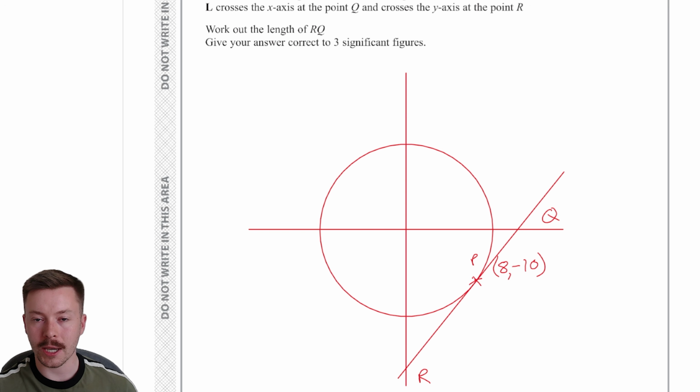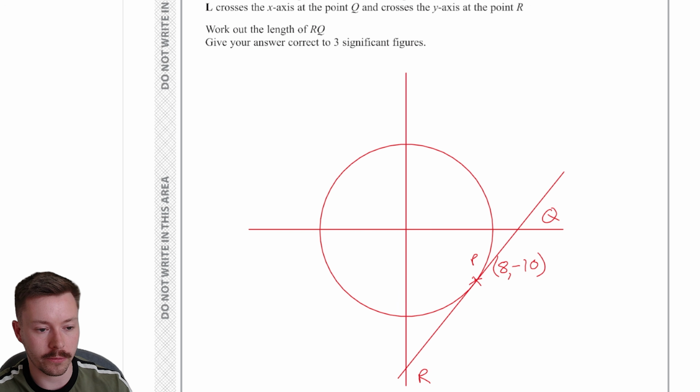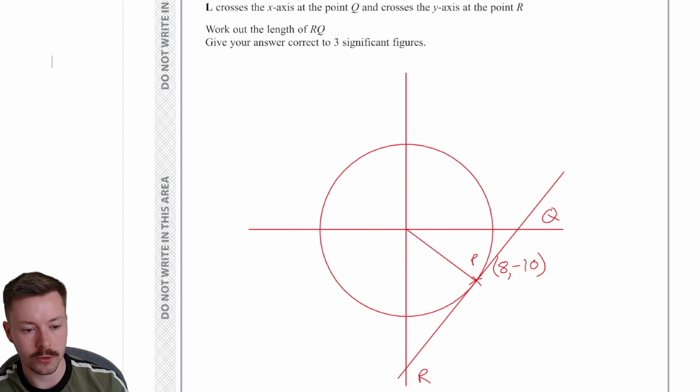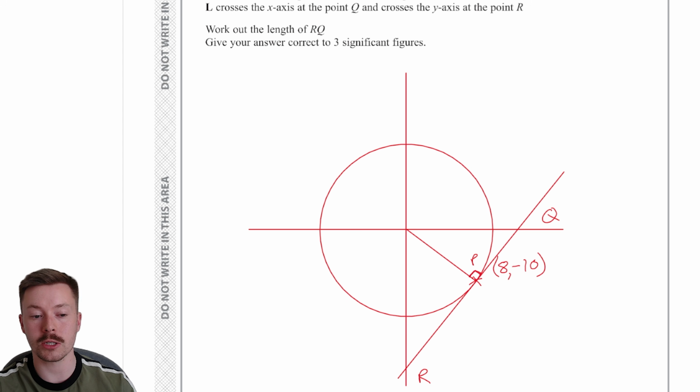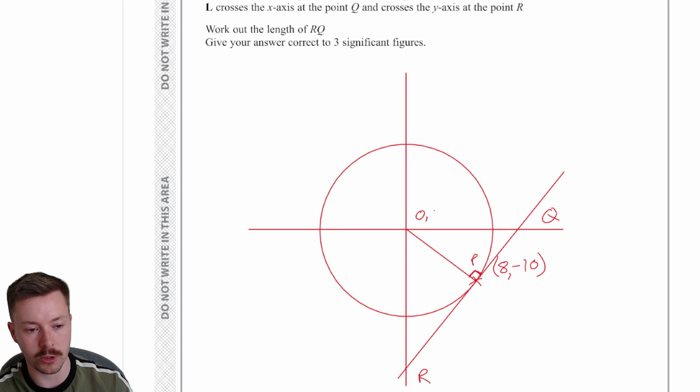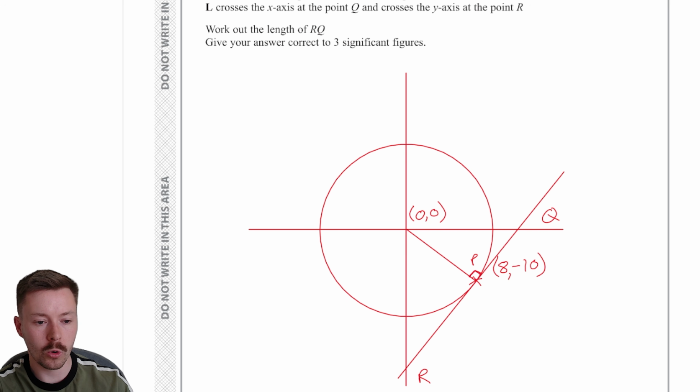Now, once we've got that sketched, we can start thinking about the method. And before really you approach any question, especially one of these ones at the end of the paper, you want to have thought about your method. Now, I know that a tangent is perpendicular to the radius. So if I put another line on here, going from the centre to that point P, which would be my radius, that is going to meet that line at 90 degrees. So we're going to have a 90-degree angle here. That's important because I know the gradient is going to be the negative reciprocal. And we know this is the origin here, O. Work out the length of RQ.